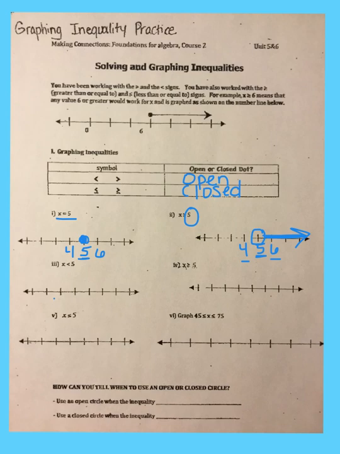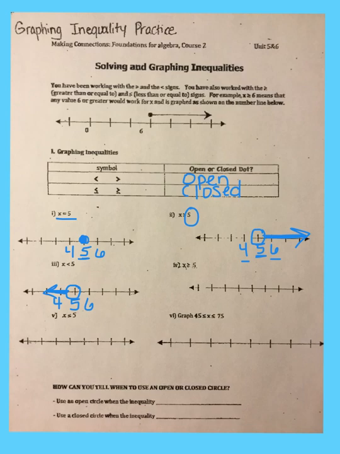For the next one, again, I'm going to write 4, 5, and 6. Now this time x is less than 5. Open dot to show that 5 is not included, but 499, 480 would all be included. And I shade in the direction of the 4 because 4 is less than 5.